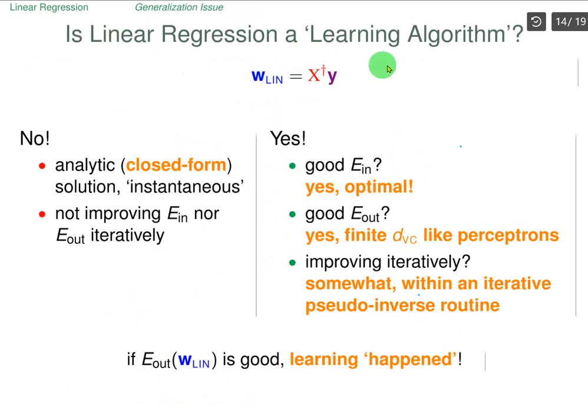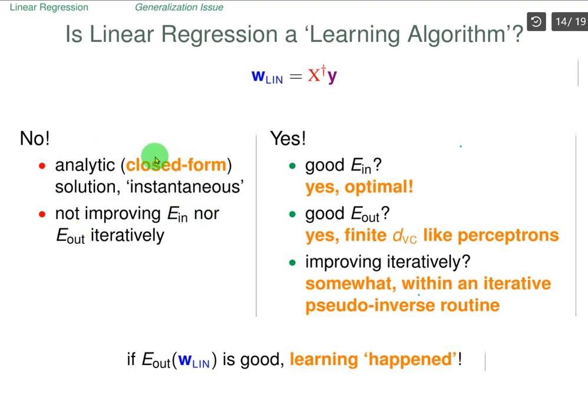Is linear regression a learning algorithm? Whether obtaining the optimal linear regression weights involves some kind of learning pattern, learning behavior from the data, we can give two different answers. First, no. Obtaining W lean involves solving the closed form, or obtaining this analytic solution instantaneously. That involves inverting the matrix, or approximating the pseudo-inverse of the matrix. Well, it doesn't involve iterative or sequential improving or minimization of the in-sample error, nor out-of-sample error.